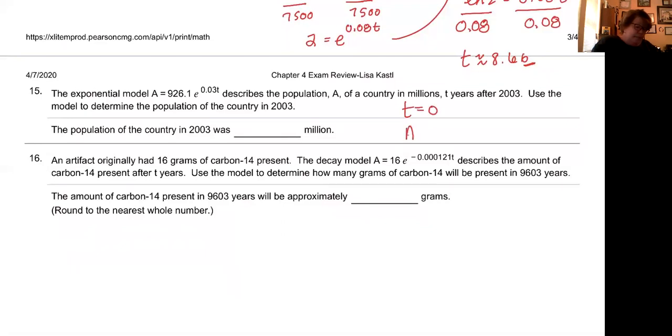So plug that in. Well, 0.03 times 0 is 0. e to the 0 power, any number except 0 raised to the 0 power is 1. So e to the 0 is 1. So what's the population? 926.1. Boy, you all better get that right.